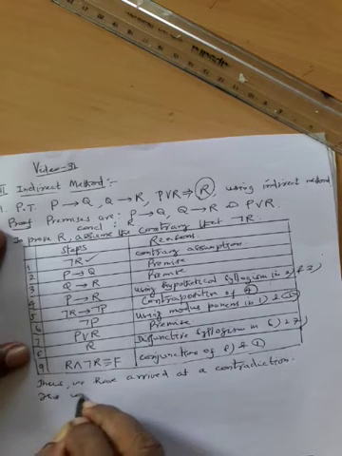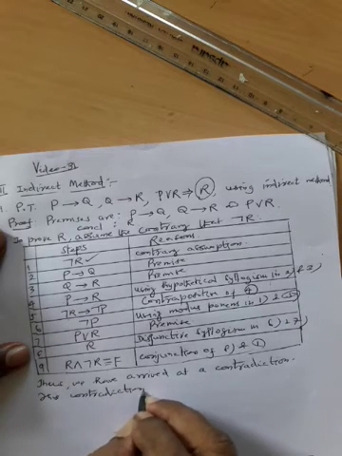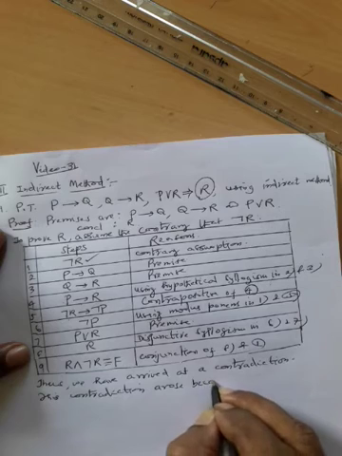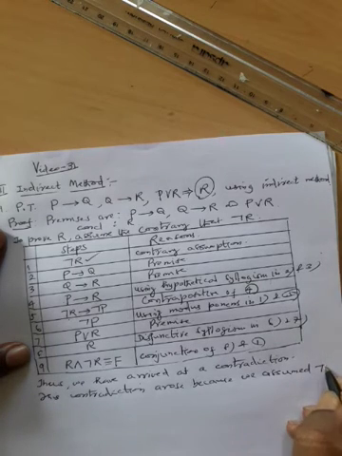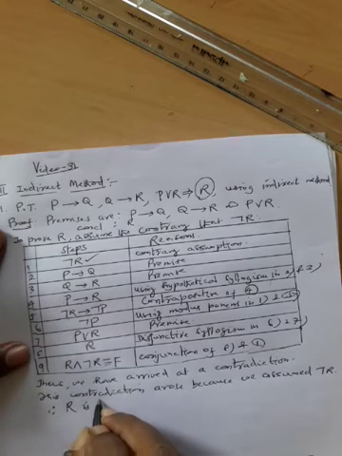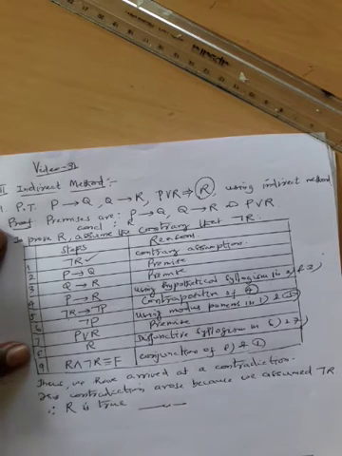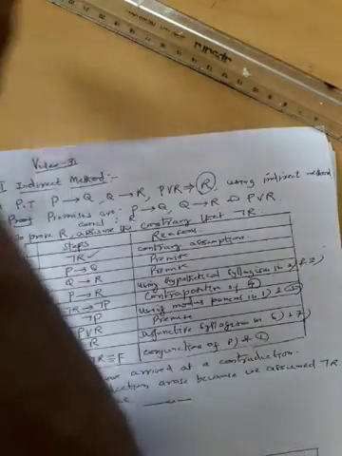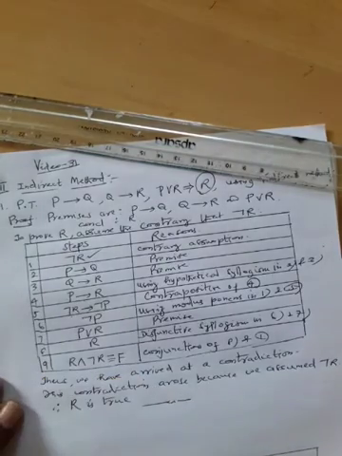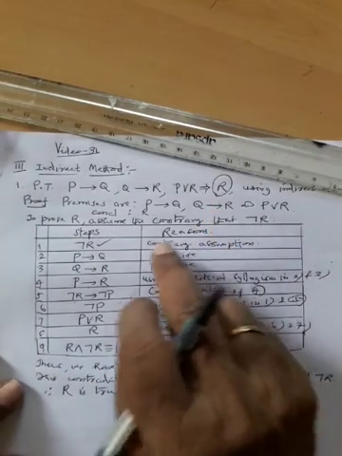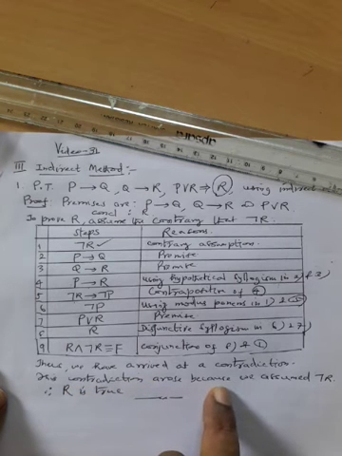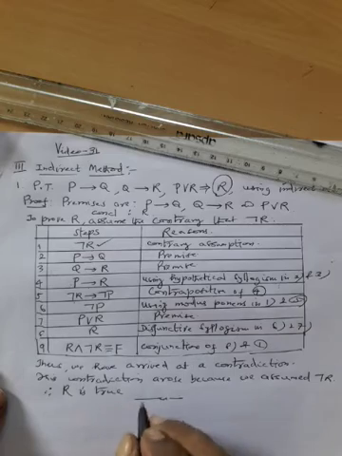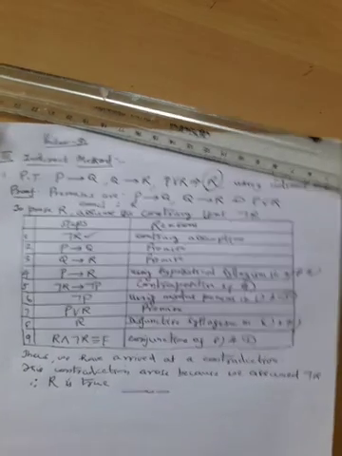This contradiction arose because we assumed negation R. Therefore R is true. So thus we get R. So this method is known as proof by contradiction, indirect method. That is, we have to assume opposite of what we want to prove. That is negation of what we want to prove. So we want to prove R. For that we assume negation R. With the help of negation R, we have arrived at a contradiction. This contradiction arose only because we assumed negation R. Therefore R is true. So this completes first problem. So let us go to the second problem.